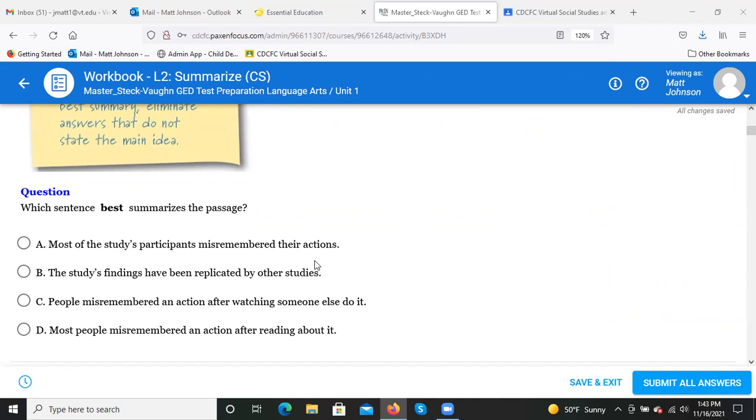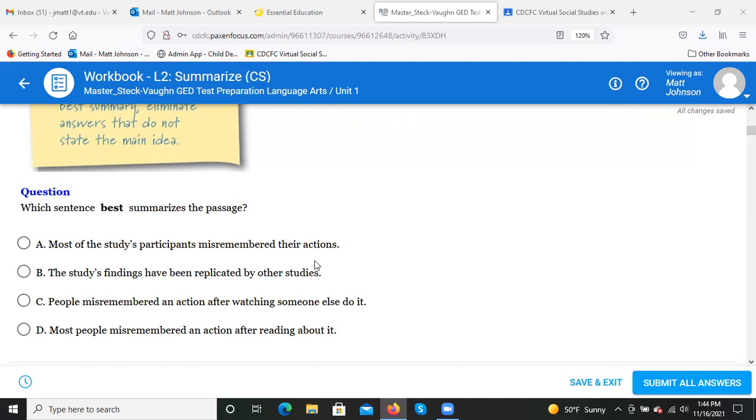A, most of the study's participants misremembered their action. B, the study's findings have been replicated by other studies. C, people misremembered an action after watching someone else do it. D, most people misremembered... What was that? A? C. It's C. This is the other thing you have to read the question and think about.